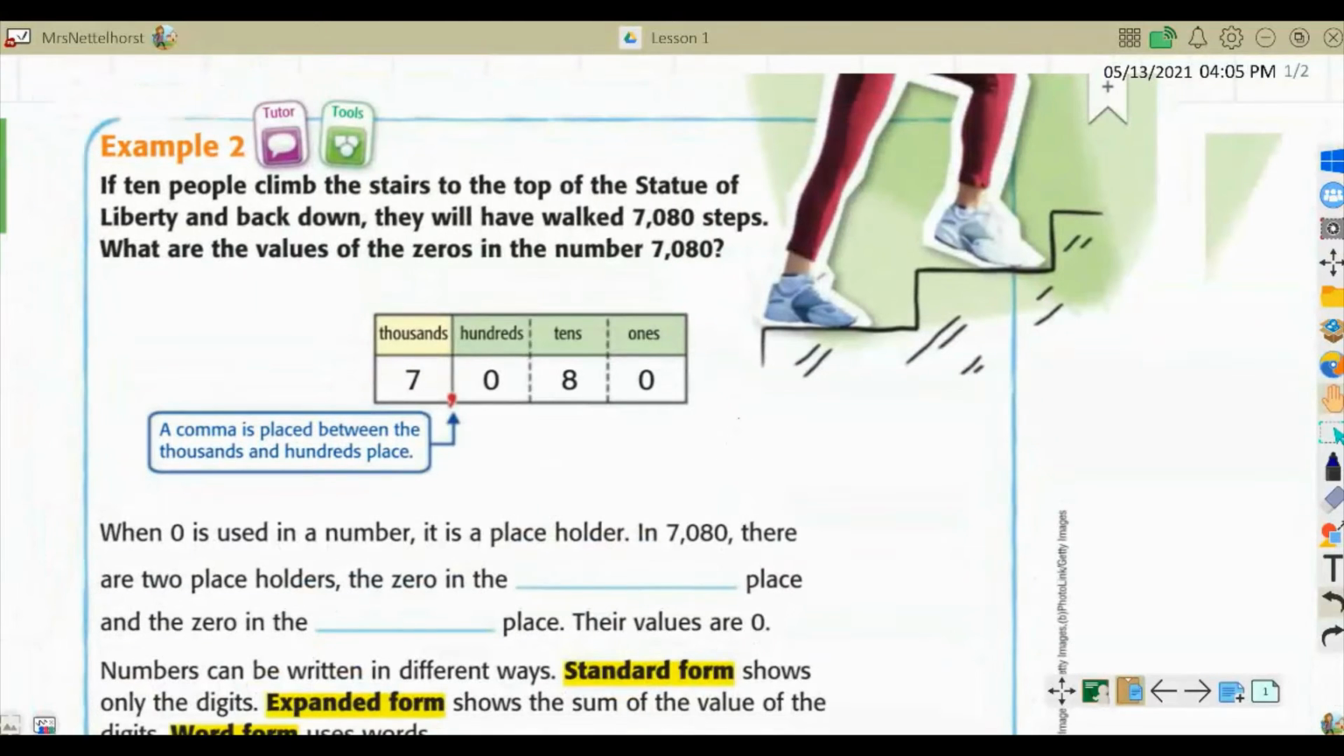If 10 people climb the stairs to the top of the Statue of Liberty and back down, they will have walked 7,080 steps. What are the values of the zeros in the number 7,080? This is what I always say: 0 is a hero, but his value is 0. Anytime you have 0 in a place, doesn't matter what place, the value is always 0. It's not 0 hundreds, it's not 0 ones, it's just 0.